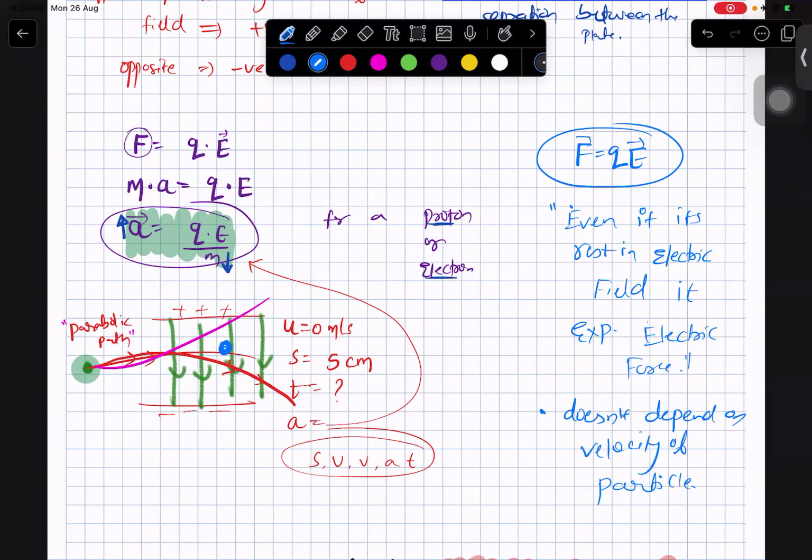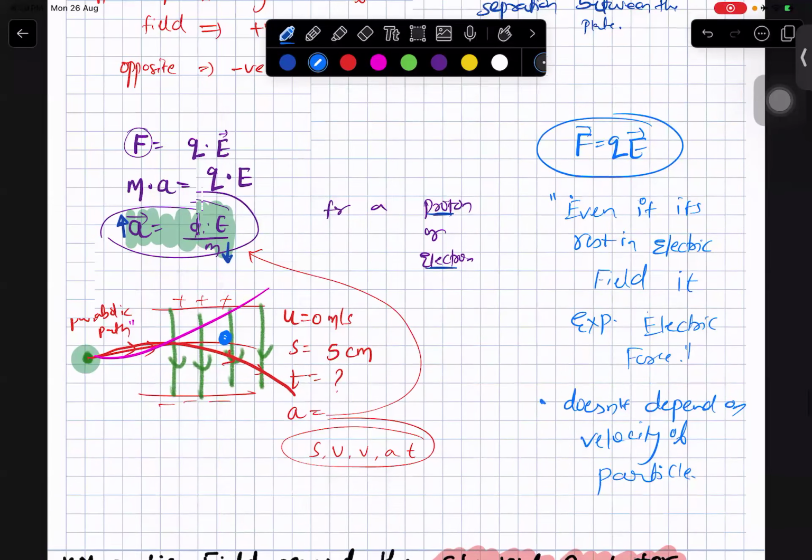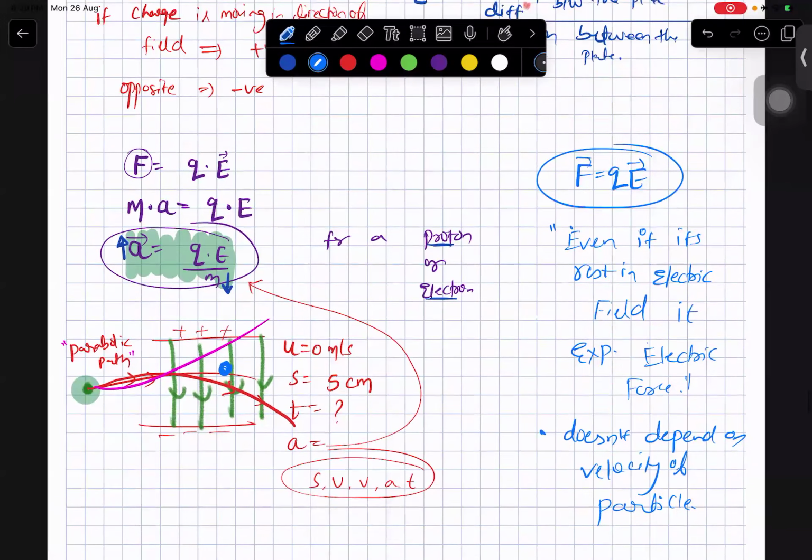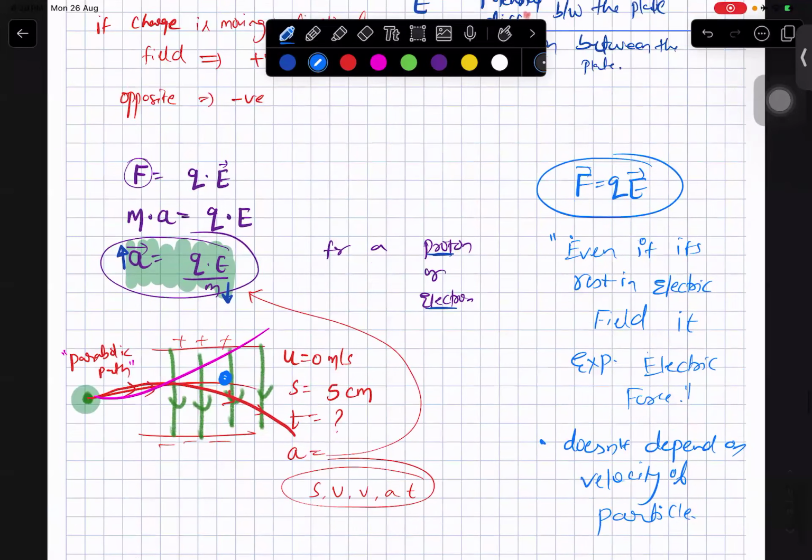Particle is at rest in E field, it experiences electric force, and doesn't depend on velocity of particle. Correct. Okay, got it.